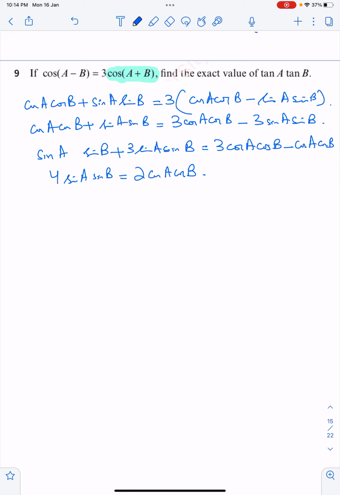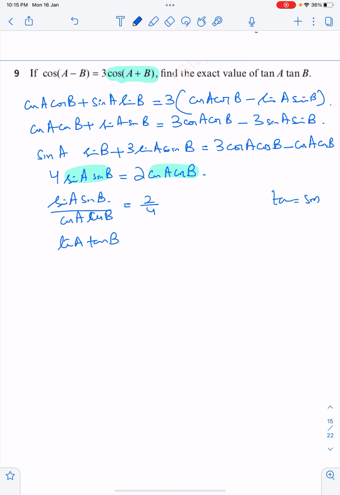Okay, if I bring sine A sine B in the numerator and cos A cos B in the denominator, it will become sine of A sine of B upon cos of A cos of B equals 2 upon 4. This 4 is going to go down in the denominator on this side. This will become tan of A tan of B, because tan is actually sine upon cos, equals 1 upon 2. You have to find the value of tan of A tan of B, which is half. So, the answer is going to be half.